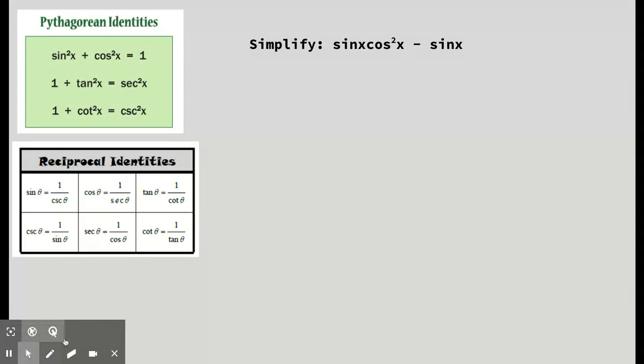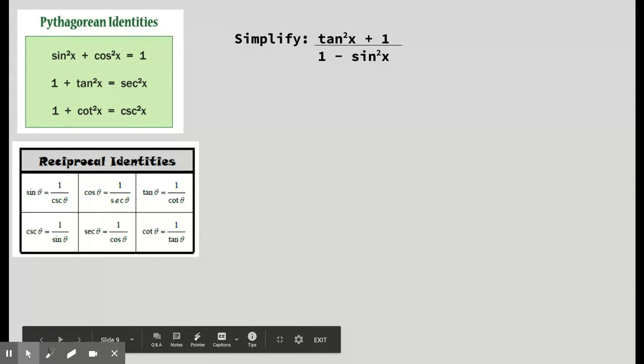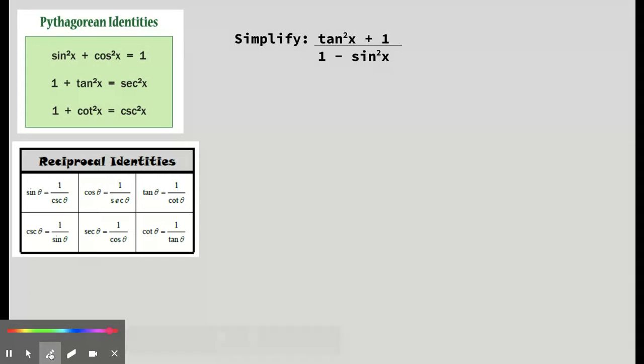All right, let's move on. I got 2 more that I want to take a look at. Okay. Tangent squared x plus 1 over 1 minus sine squared x. So this one, we are going to be using might be a combination of Pythagorean and reciprocals. You kind of just want to look and see what you have.